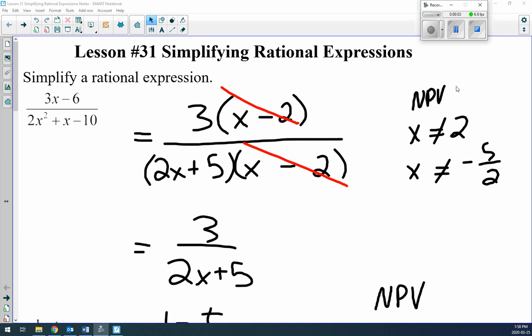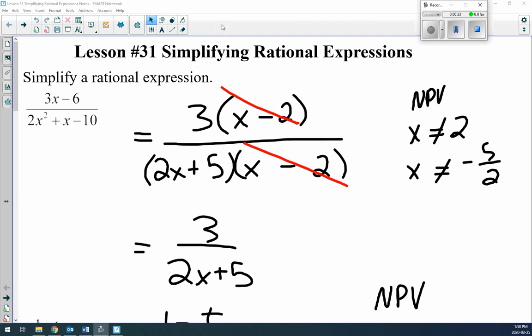Okay, so grade 11 pre-cal, this is lesson 31, simplifying rational expressions. In lesson 30, we talked about NPVs. Now what we're going to do is simplify, but you always have to do your NPVs no matter what. So let's look at this one here. We've got 3x minus 6 over 2x squared plus x minus 10. First thing you do is you've got to factor.